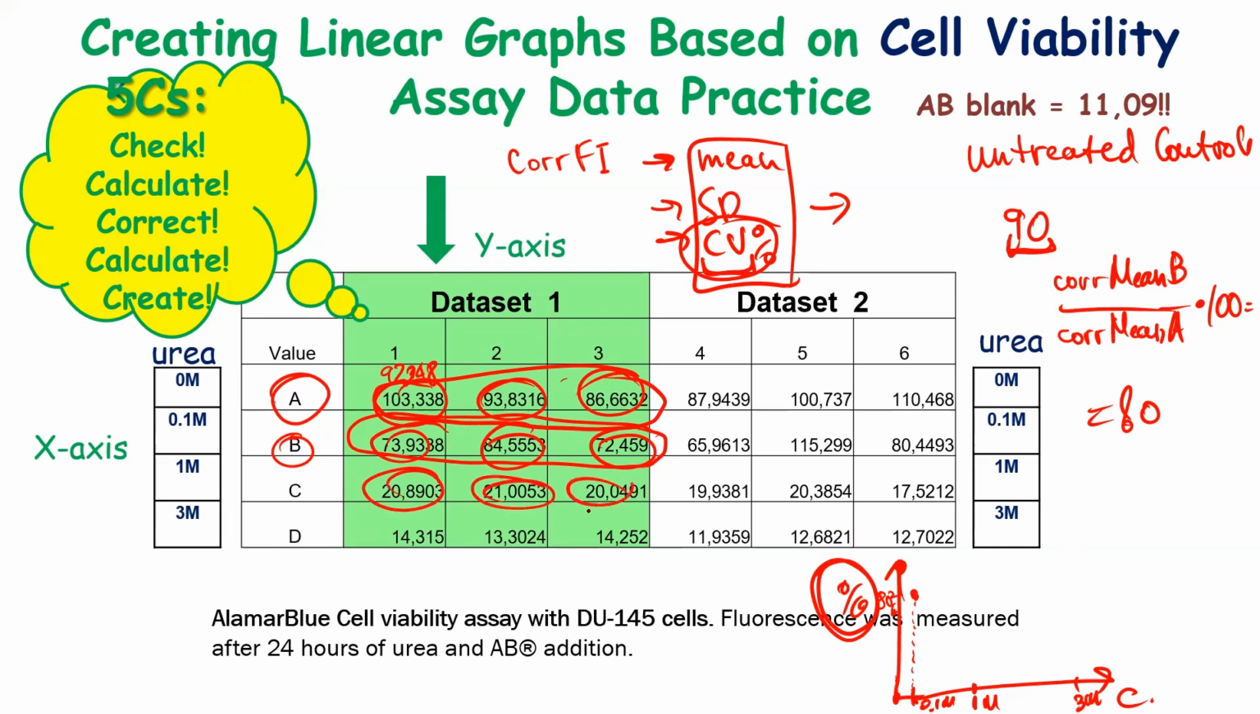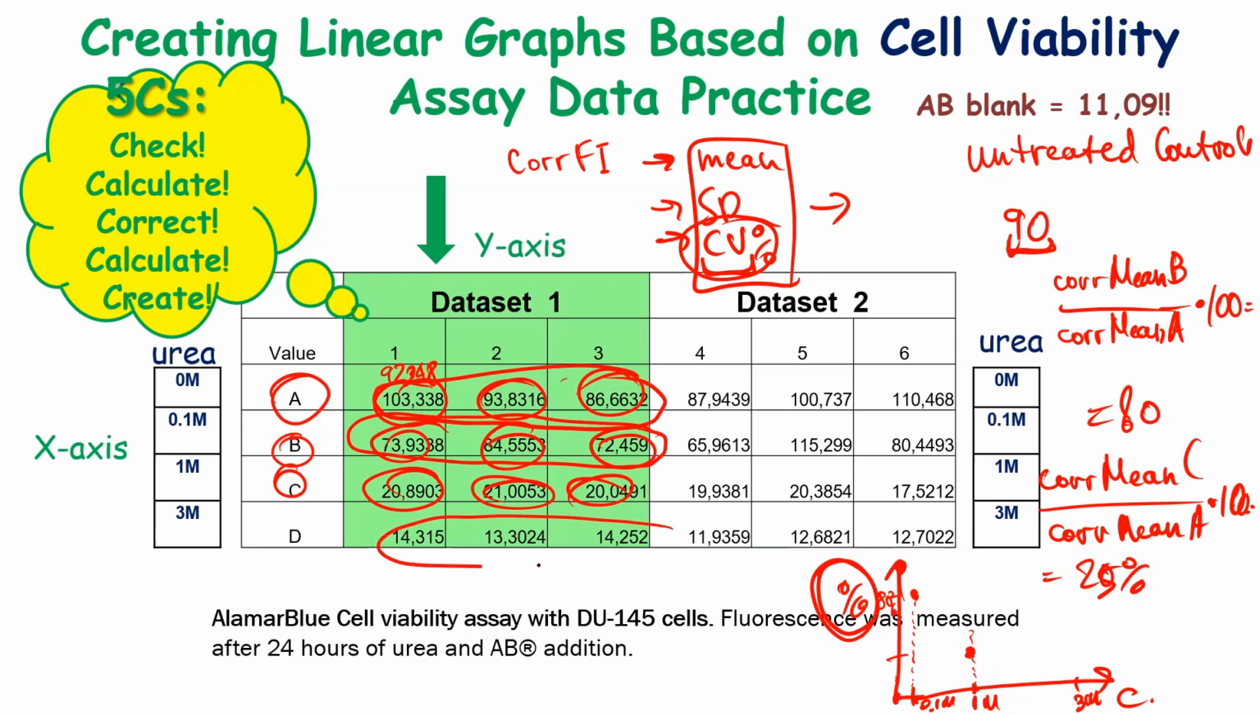Then you calculate the same for your C row, with the same calculation. So the corrected mean of C divided by the corrected mean of A multiplied by 100, and you have 25-ish%. So at 1 molar concentration, you have 25%, which is somewhere here. This is your second point, and the third point is less than 10%. Oh, let's make it 10%. So here, and you have this graph like this.